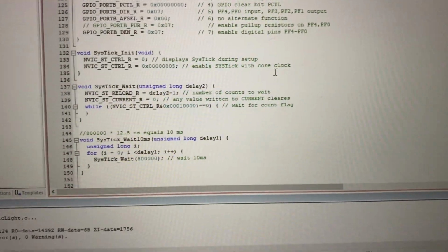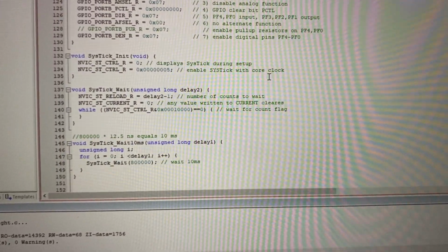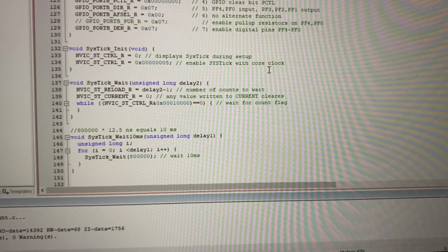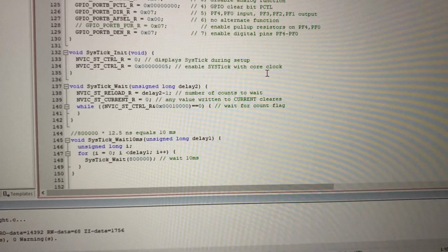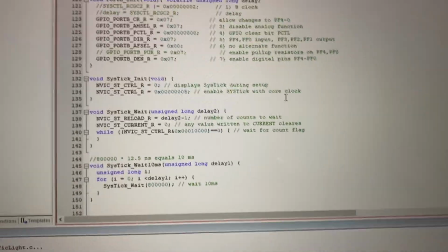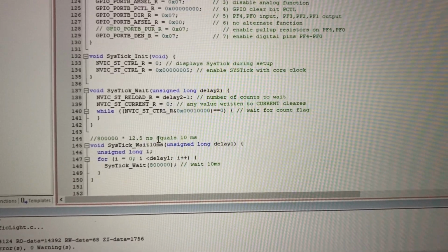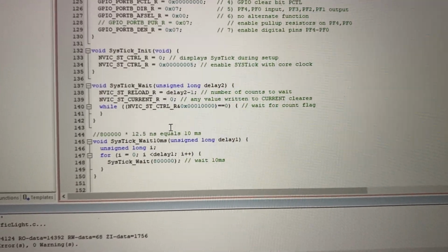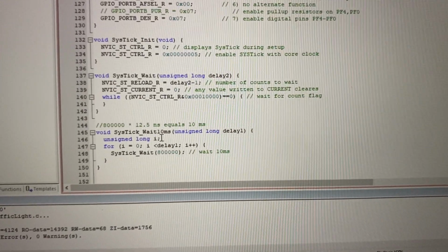It disables the analog functions, clears the GPIO bits, and so on and so forth. Now here we decided to have the SysTick modules. The SysTick basically initializes, or it uses the clock, which in its current state is 80 megahertz. And then the SysTick wait, depending on the input from SysTick wait milliseconds, will cause a delay. So as you can see here, let's go to SysTick wait 10 milliseconds.